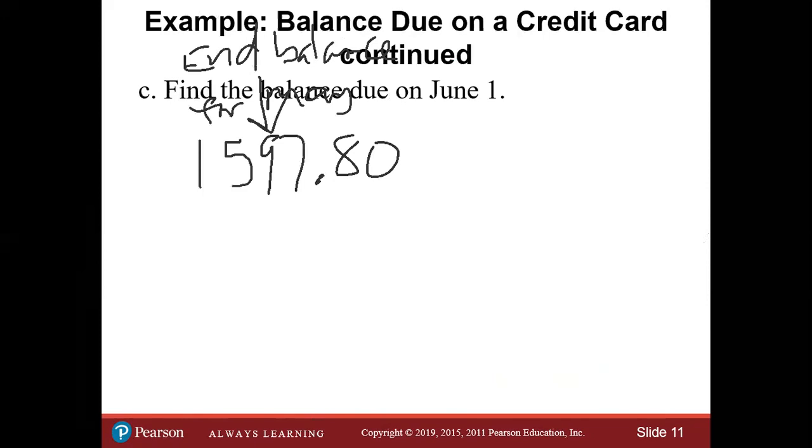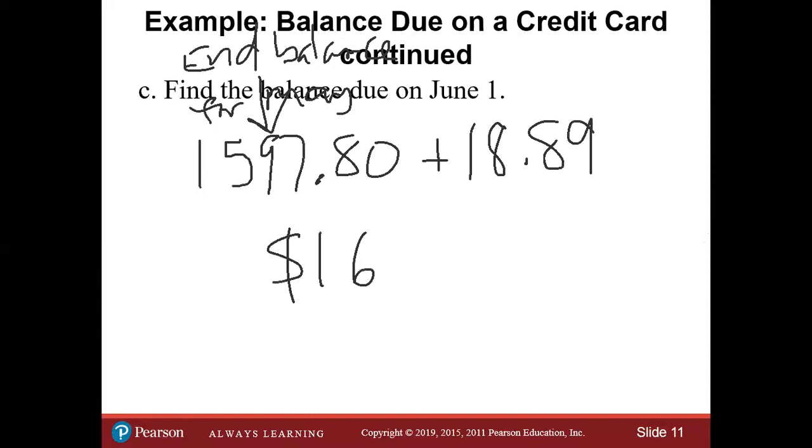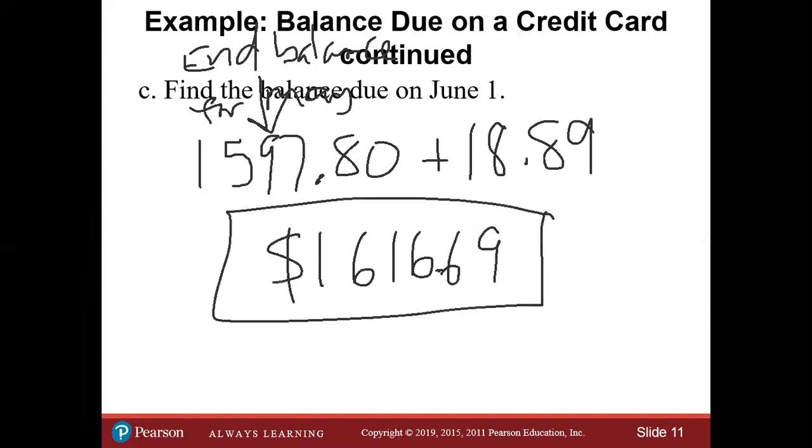So you always need to keep track of where it ends for the month, because that determines what the balance is at the beginning of the next month when it starts to roll over. So it starts at $1,597.80, but then they add the interest, which we got, $18.89, and that gives us $1,616.69. So on June 1st, that is the unpaid balance at which the month begins.